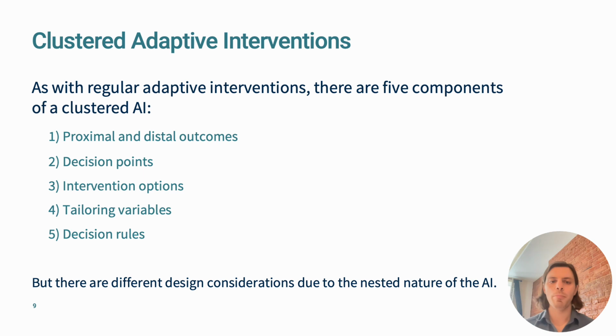So taking a brief step back, what are the components of a clustered adaptive intervention? Well, we still have 5 components as we did with standard AIs, and they're actually going to be the same. The difference is we're going to have new design considerations when talking about each of these 5 points that we didn't have when talking about standard adaptive interventions. So our 5 components are the proximal and distal outcomes, our decision points, our intervention options, tailoring variables, and then decision rules. So we're going to talk about all 5 of these in the context of the clustered AI we just looked at.